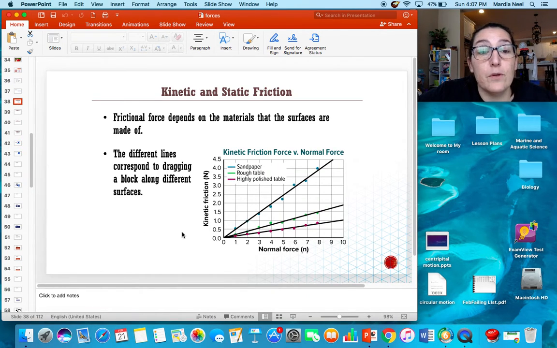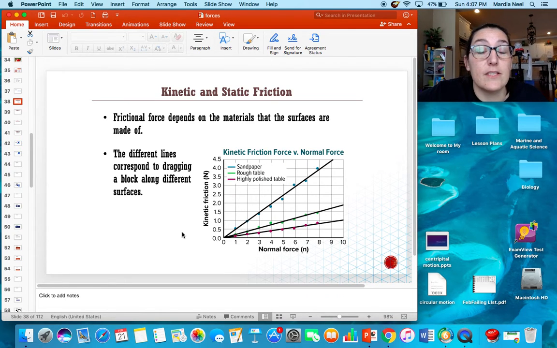All right, so frictional force is dependent upon the materials that the surfaces are made of. So if you look at this graph over here, you can see we have normal force over here and we have kinetic friction over here. And so a wood block was dragged along these surfaces and we measured the amount of force it took to get it to move. So we have a sandpaper, a rough table, and a polished table. And you can see that the kinetic friction was greater on the sandpaper than it was on the polished table, which is something you would expect.